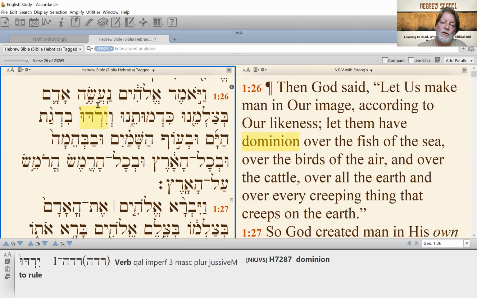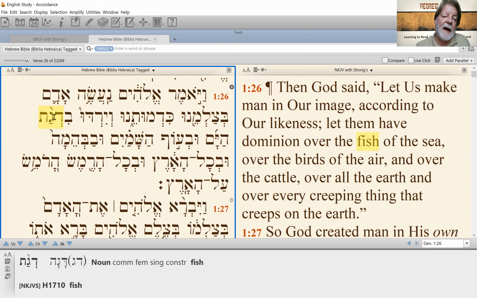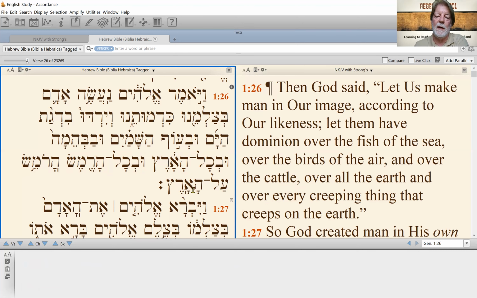And yirdu, let them have dominion, or let them rule, like the stars and the planets rule the days and the nights and the times and seasons. So God created man to rule. Bidagat, dag is the Hebrew word for fish. This is the plural, so over the fish, plural, hayam, of the sea. Uva'of, and over the birds, hashamayim, of the heavens, uvabehema, the bigger kind of domesticated creatures of the earth, uvakol haaretz, and over all the earth, uvakol haremes, over all the creeping things, haromes, which creep, al haaretz.